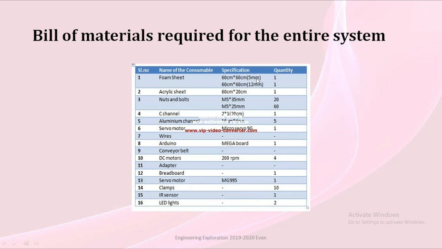This is the bill of materials required for our entire system. The materials are foam sheet, acrylic sheet, nuts and bolts, C channel, aluminum channel, wires, Arduino, DC motors, adapter, servo motor clamps, IR sensor and LED lights. These are the specifications and dimensions of the respective materials.